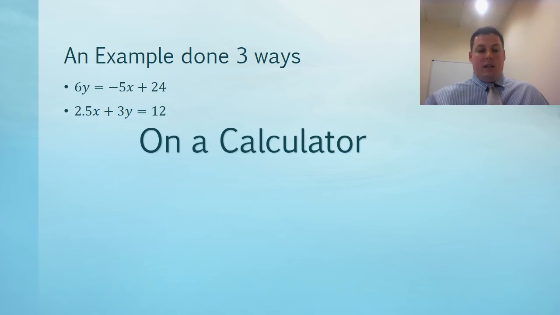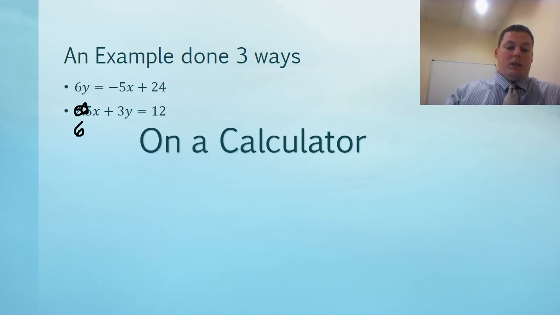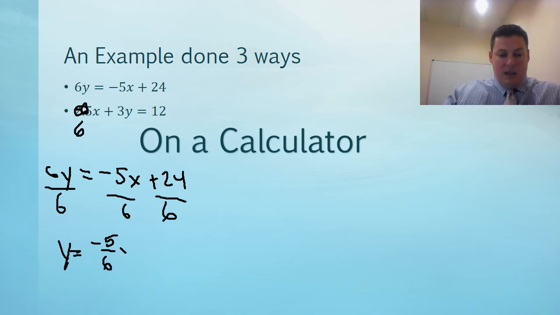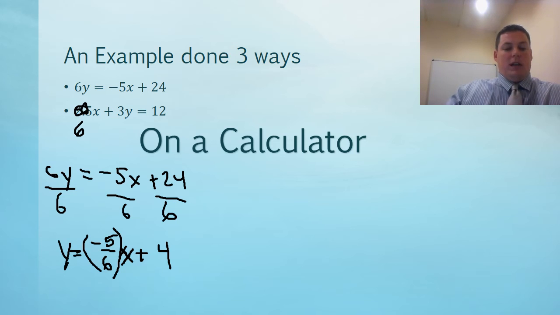Finally, on a calculator, again, we would use 6 here. So in order to do this on a calculator, we have to rewrite each of these equations. So 6y equals negative 5x plus 24. So divide everything by 6 to get y equals. So now I have y equals negative 5/6 x plus 4. And I'm going to put parentheses around this because when I plug it into our calculator, I don't want the x to go with the 6.